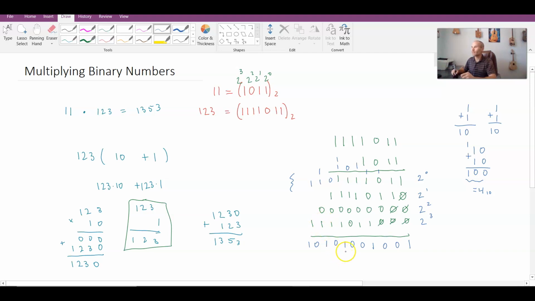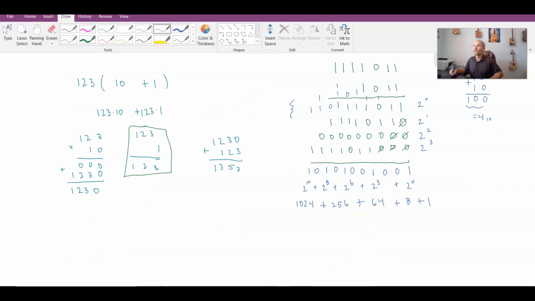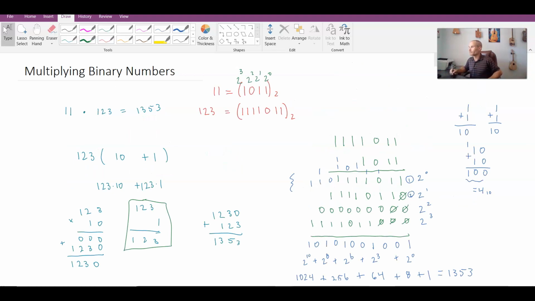So to check that we get the same answer, we know that this is 2 to the 0 plus 2 to the first, 2 to the second, 2 to the third, plus 2 to the fourth, 2 to the fifth, 2 to the sixth, 2 to the seventh, 2 to the eighth, 2 to the ninth, 2 to the 10th. So if we verify this and get these exponentiated, we get, lo and behold, 1,350 as expected.